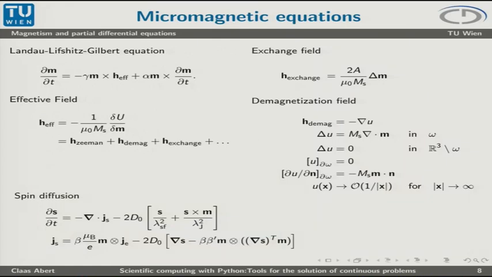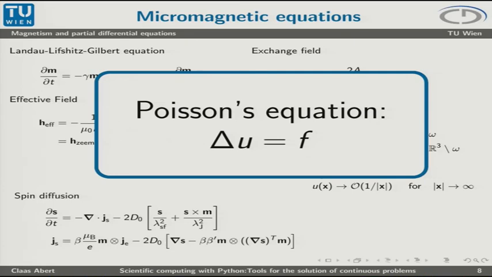Okay, so what do the problems we have to solve look like? This is a brief overview of the micromagnetic model. As you can see, there are many coupled differential equations, and it looks kind of scary and complicated. And in order to show you how to solve these problems with Python, I decided to focus on a simpler problem, and this is kind of the mother of all partial differential equations, and it's called Poisson's equation.